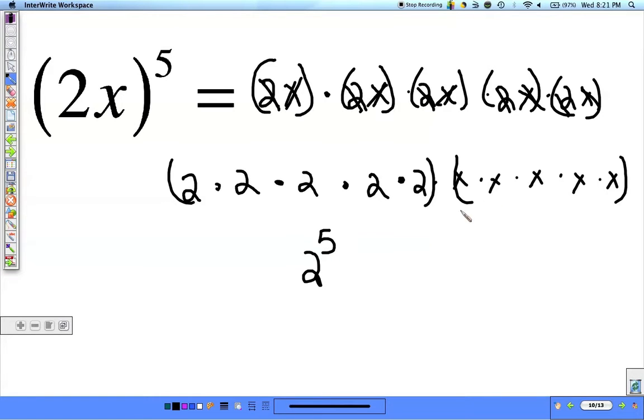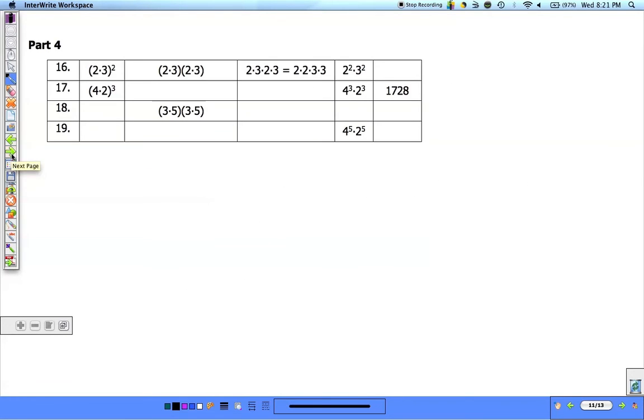And the x I'm going to use as the base, and the exponent of x will be, instead of writing it expanded, 1, 2, 3, 4, 5. So what I just learned again was 2x to the 5th is equal to 2 to the 5th times x to the 5th. Now you should be able to work on this table, and then you can check with me later to see if your answers are correct.